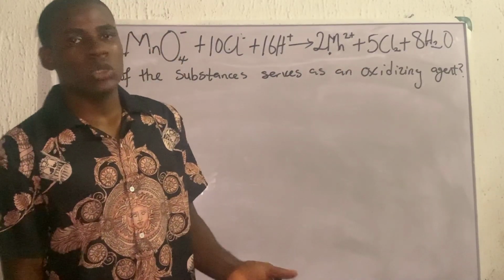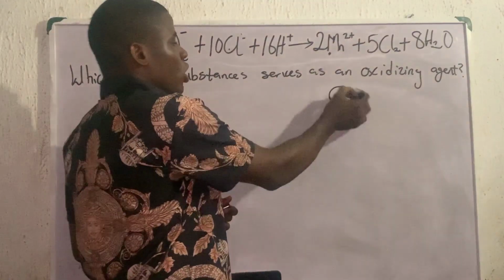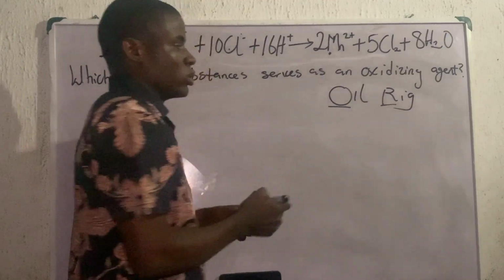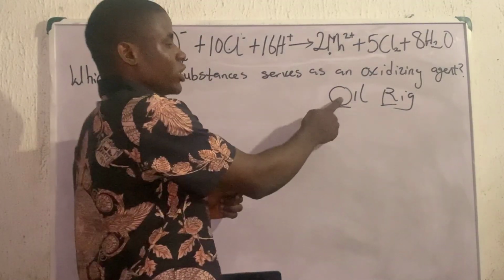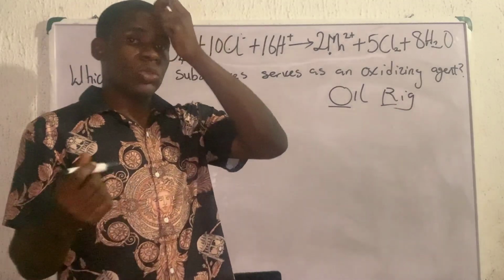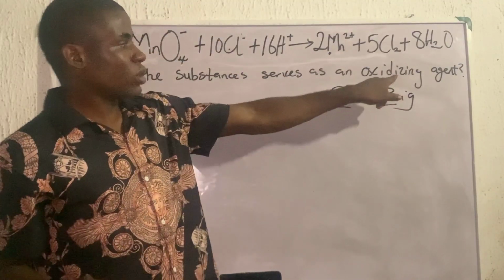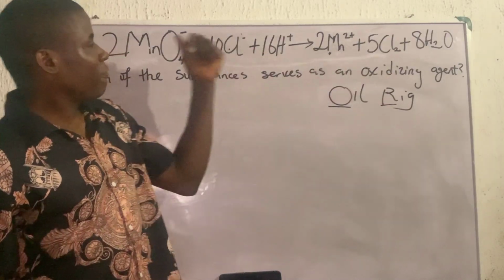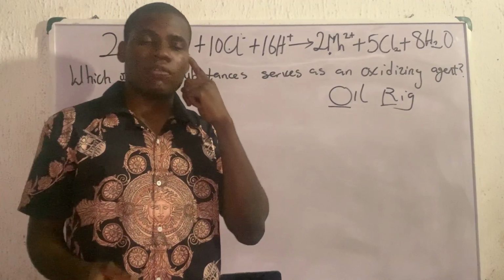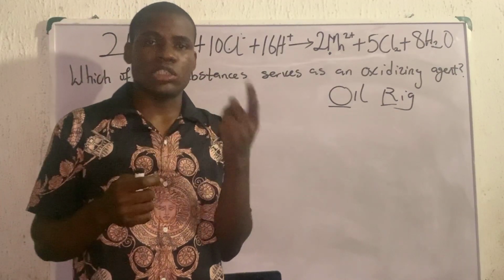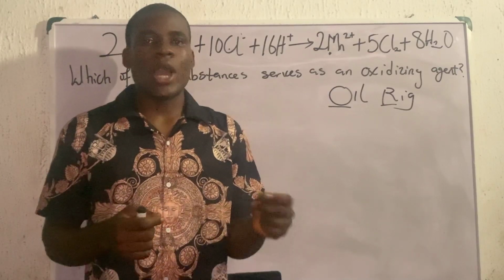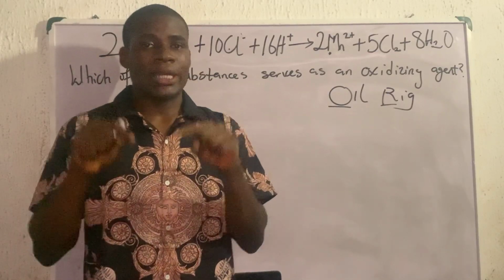Before we solve this question, let's try to remember this OIL RIG. O means oxidation, R means what? Reduction. According to electron transfer, oxidation is loss of electrons, then reduction is gain of electrons. Since the question is asking us to identify the oxidizing agent, let's use the idea of oxidation number. In oxidation, oxidation number increases, while in reduction, oxidation number decreases.